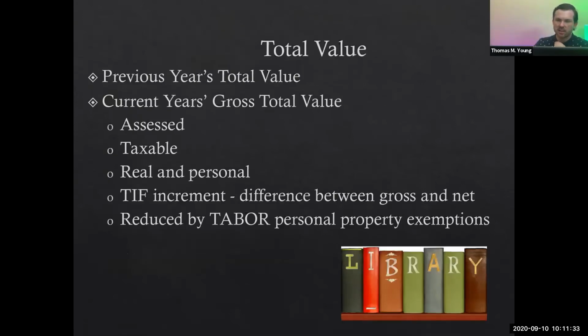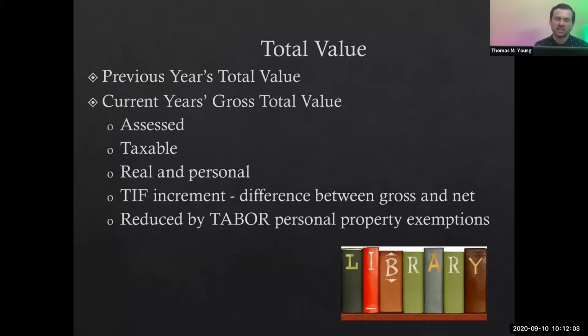A couple things that are on the form. It talks about total value, previous year's total value, and the current year's gross total value. So on the 5.5%, it's the assessed and taxable value of all real and personal property. It also includes the difference between the gross and the net for the TIF increment.